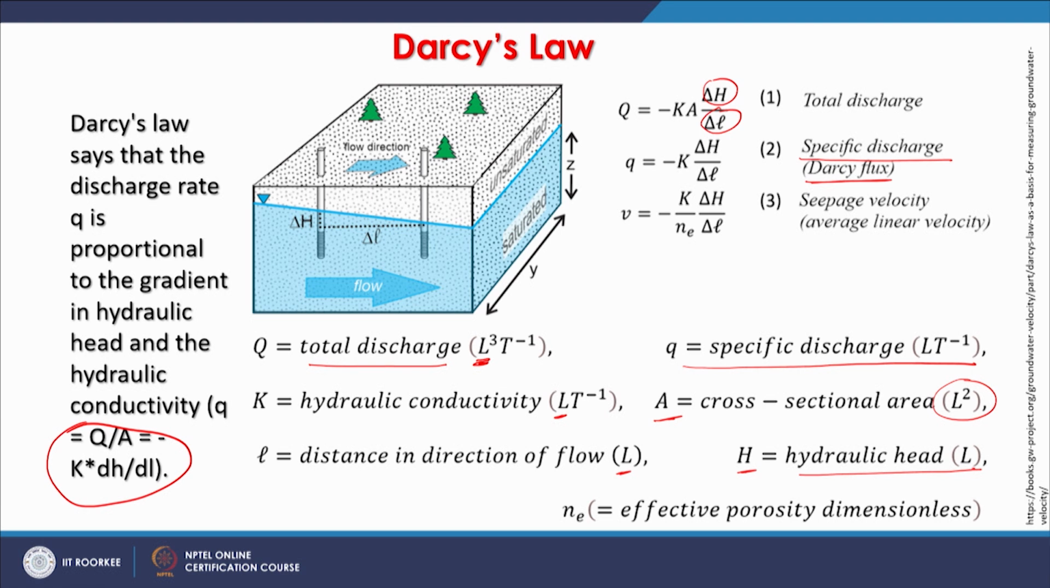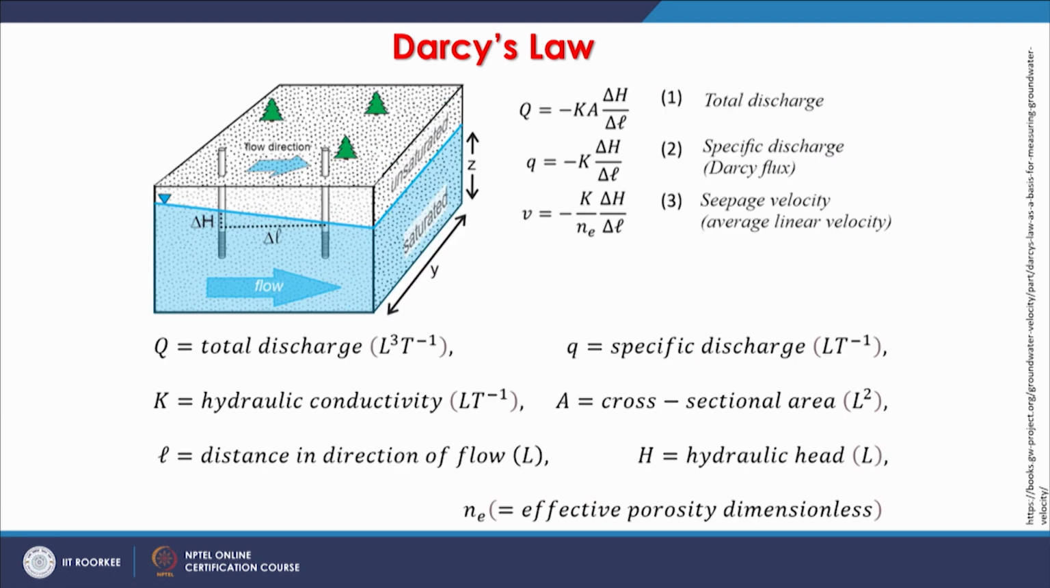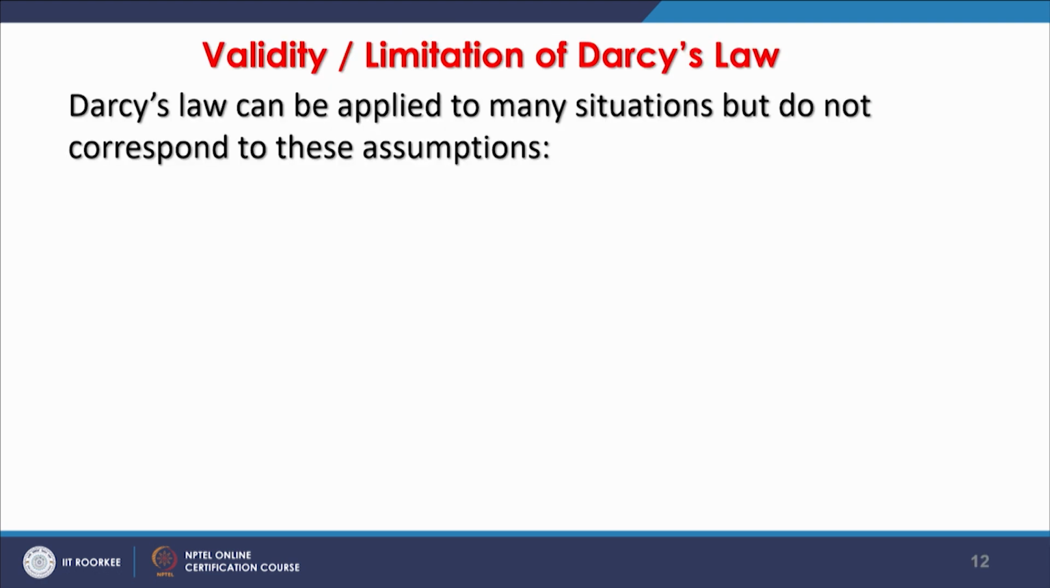So likewise, the same equation can be written in a different way, and we can get different outputs from them. Now, as we can see, for total discharge, this equation can be used. For a specific discharge, that is Darcy flux, this can be used. For the seepage velocity, average linear velocity, equation 3 can be used.